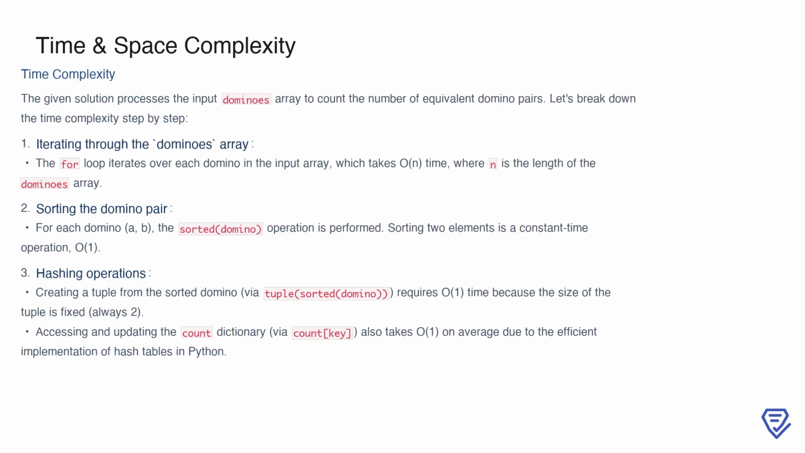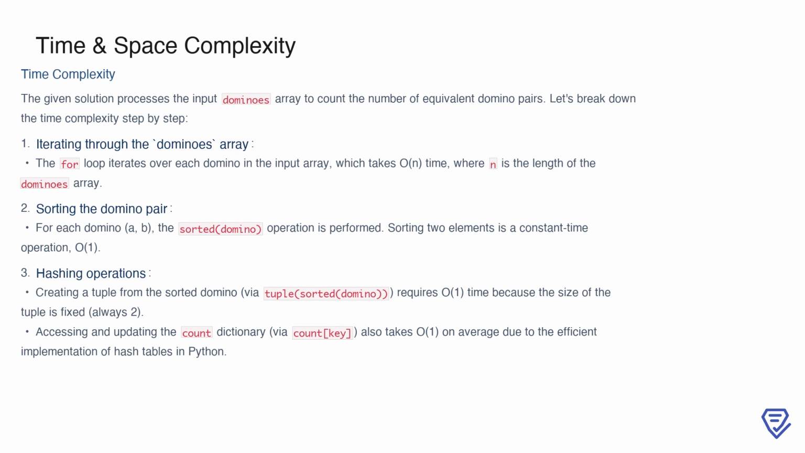To analyze the time complexity of the given solution, let's start by examining the individual components. First, we iterate through the dominoes array using a for loop. Since we visit each domino exactly once, this operation takes n time, where n is the number of dominoes in the input. Next, for each domino represented as a pair, A, B, we sort the pair to ensure a consistent ordering. Sorting two elements is a constant time operation, O(1), because the size of the pair is fixed. After sorting, we create a tuple from the sorted domino, which also requires O(1) time.